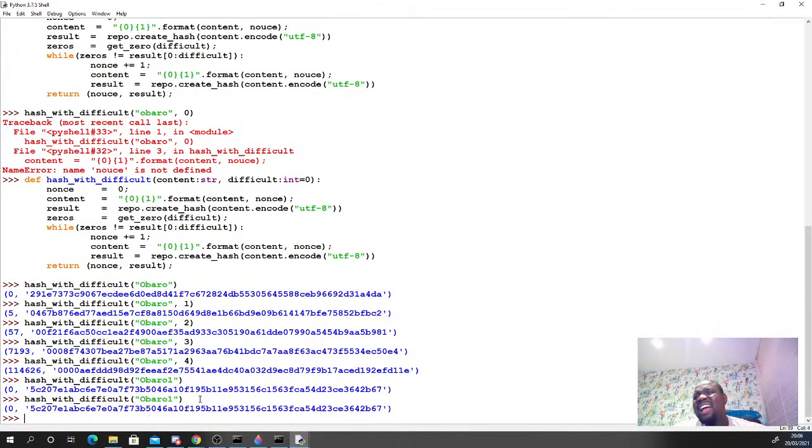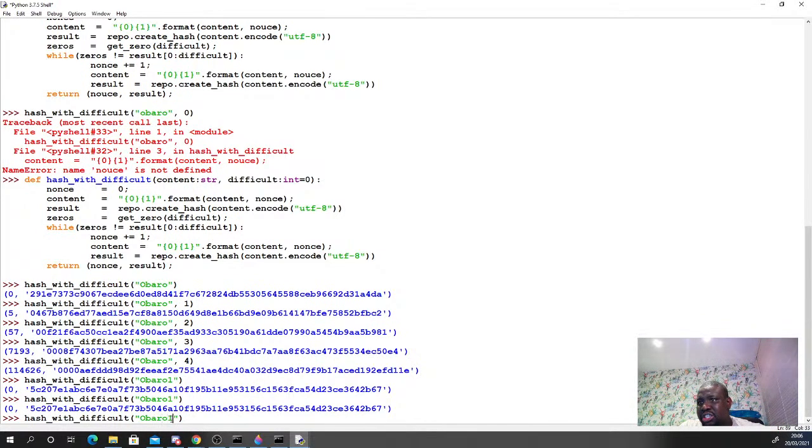So hash value, every content has a different hash value. No matter what the content is, they always will end up having a different value. Maybe one day someone will be able to generate different content that has the same hash value, but it's impossible at the moment. So that is one thing.